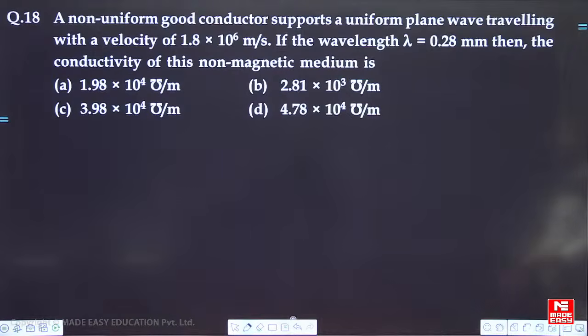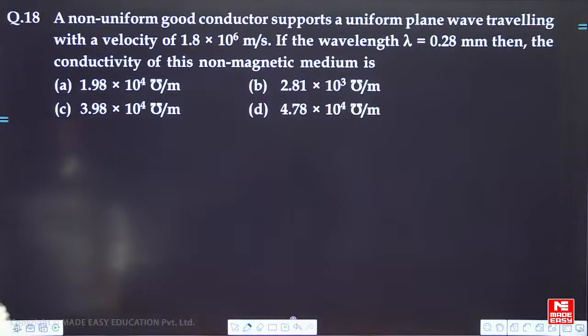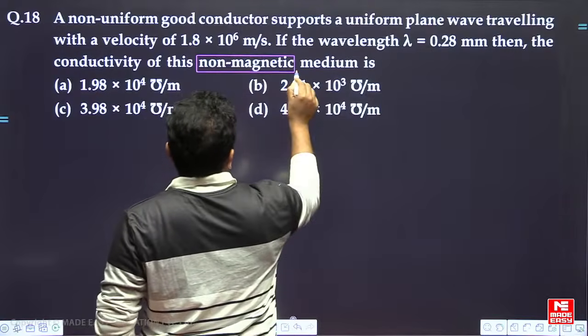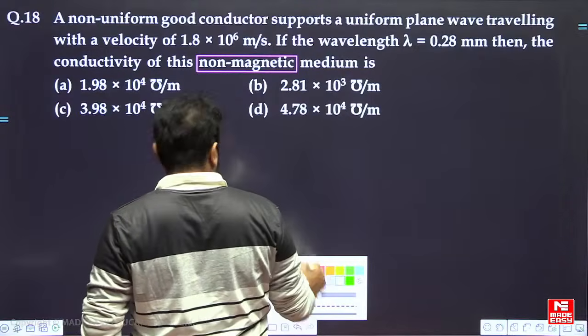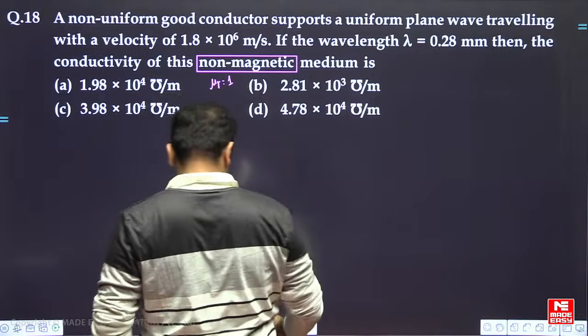Question number 18. A non-uniform good conductor supports a uniform plane wave traveling with a velocity of 1.8 into 10 to the power 6 meter per second. If the wavelength is 0.28 millimeter, then the conductivity of this non-magnetic medium is how much? So here clearly they have said that it is non-magnetic. Non-magnetic means mu r should be equal to 1, right.